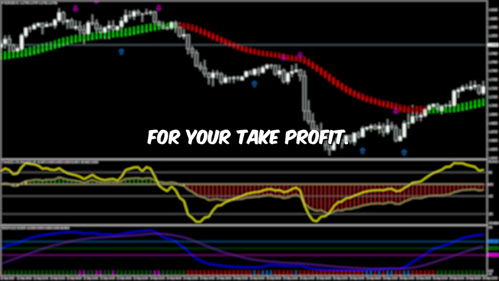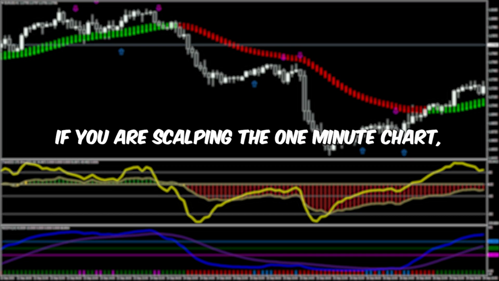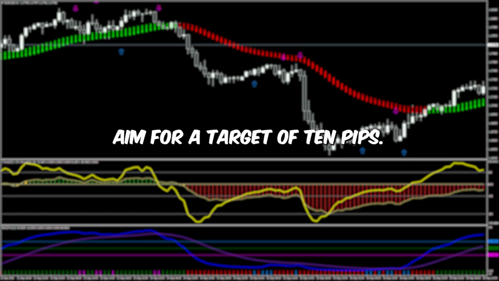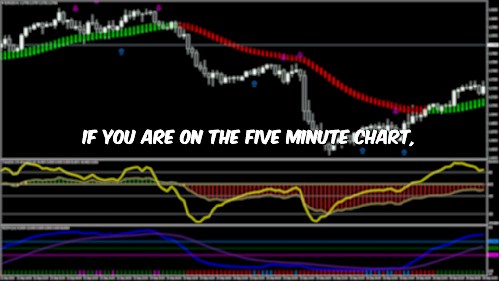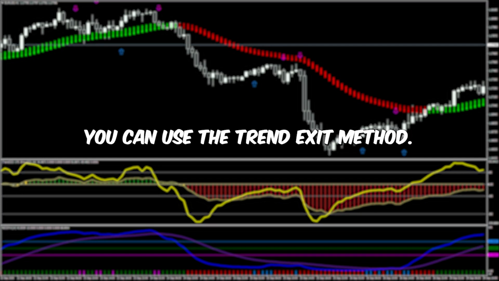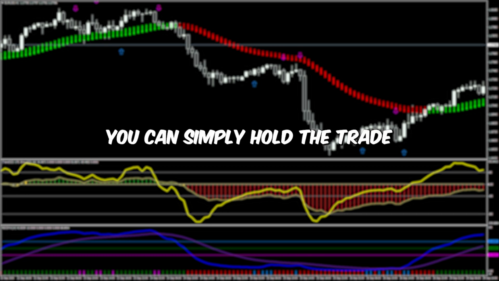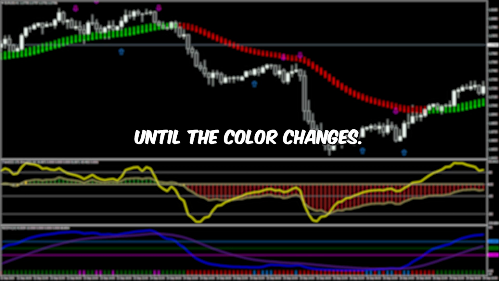For your take profit, it depends on your time frame. If you are scalping the 1-minute chart, aim for a target of 10 pips. If you are on the 5-minute chart, look for 15 pips. Alternatively, you can use the trend exit method. Since the Heikin-Ashi smooth shows us the trend, you can simply hold the trade until the color changes.